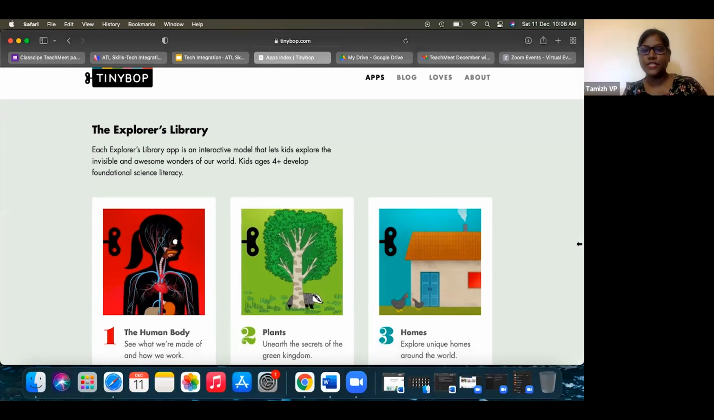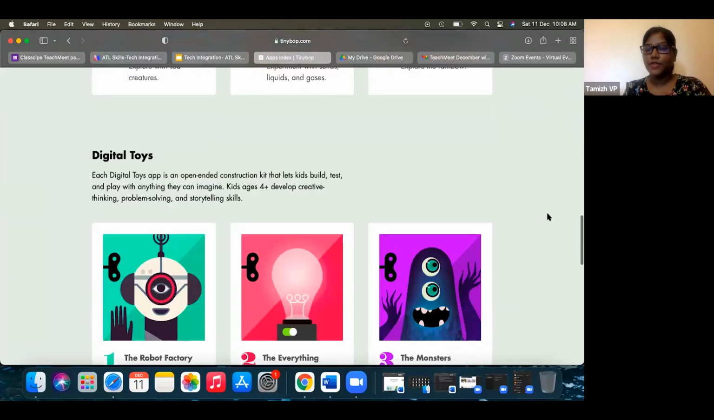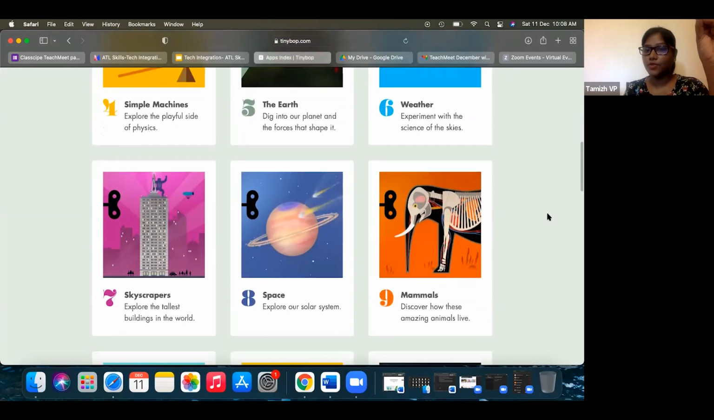But then there are also digital tools like TinyBob. TinyBob is an app platform. So if you go to the App Store, you can download these apps. They do come with a cost. So I think you need to pay that particular money, and then you can download the set of apps that they have. So they have handpicked best topics that can be taught to students.